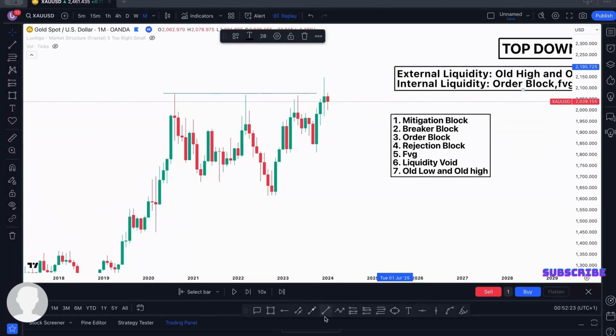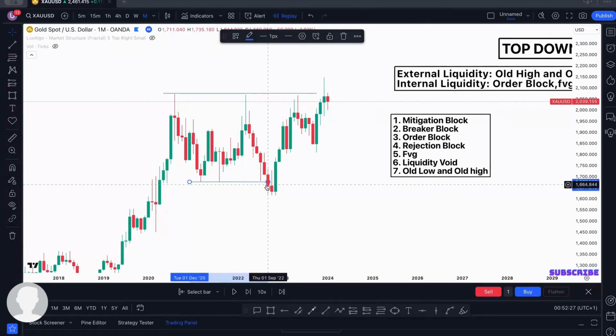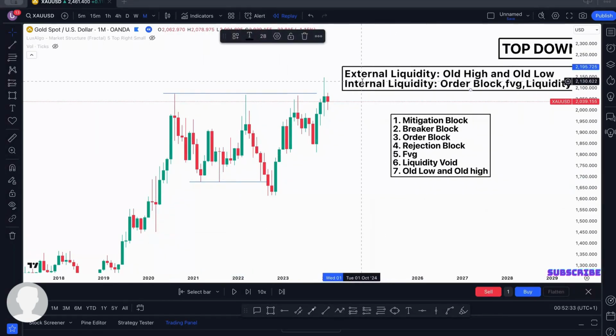You can see that there was a break of structure here. There was a break of structure here, which is our external liquidity. This is the rule: if market takes out external liquidity, market always comes back and takes internal liquidity. So an external liquidity has been taken, so we'll be looking for internal liquidity.